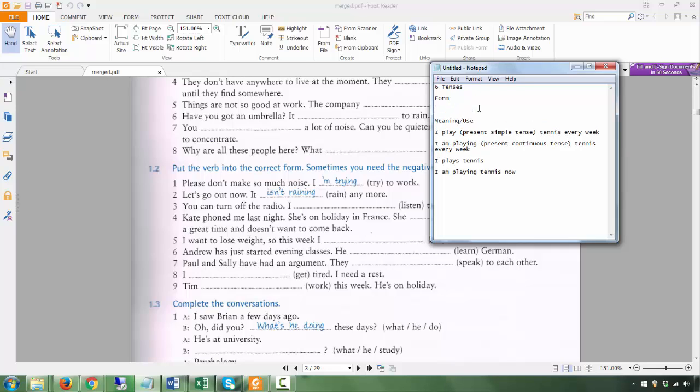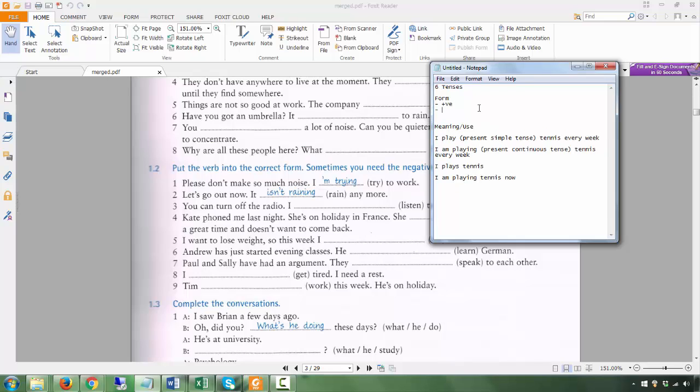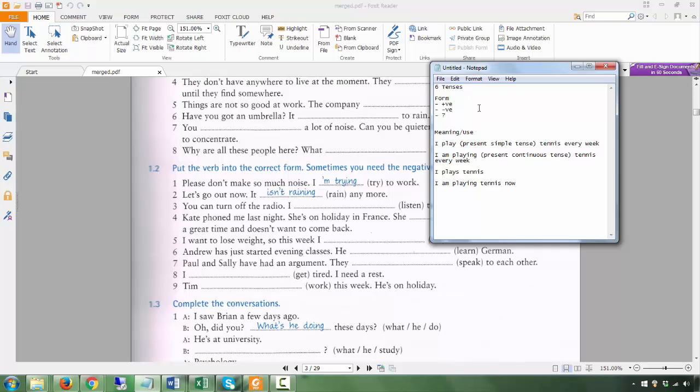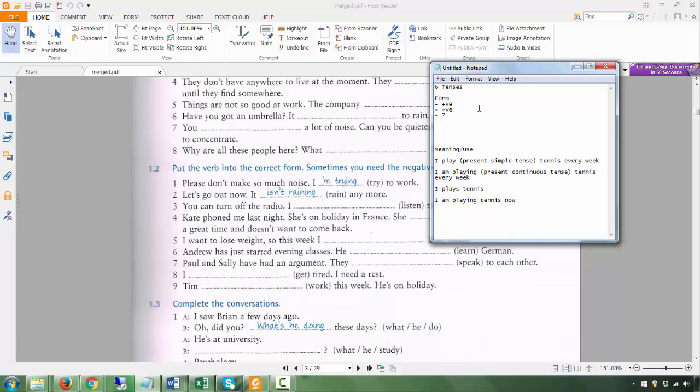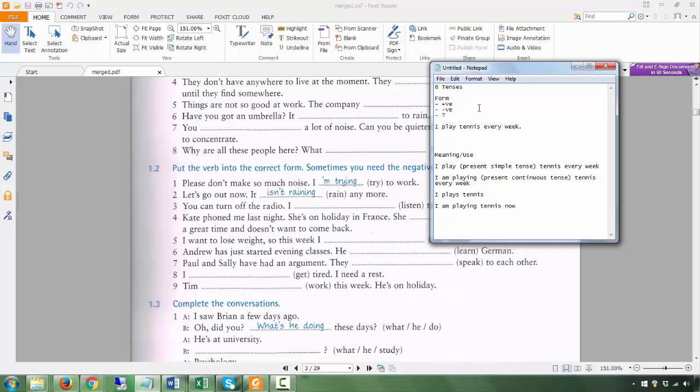Let's put this under form. Form, you need to know the positive, how to create it in the positive. You need to know the negative. You need to know how to create a question. For example, you say, I play tennis. Okay, or you can say, I play tennis every week. This is a positive. This person, I play tennis every week. All right. How do you put it in the negative? I do not play tennis every week.